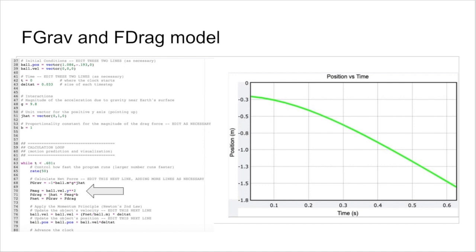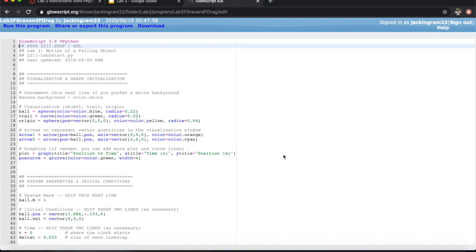This next model takes both the force of gravity and the force of drag into account. You can see the code is very similar to the previous model, but we have added in the force of drag and also added that to the net force equation. Here's what happens when we run this model.